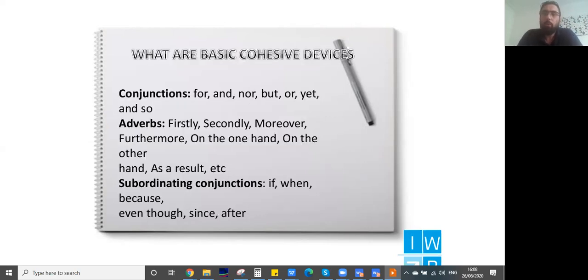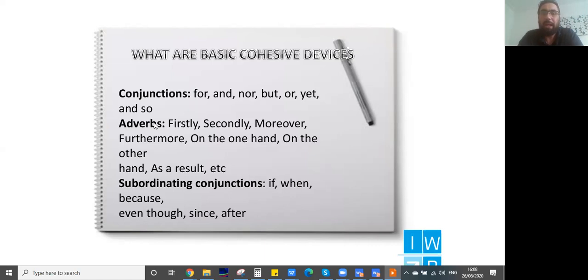Now, here we have what we call basic cohesive devices. We have conjunctions, FANBOYS, which we talked about in previous lessons: for, and, nor, but, or, yet, and so. These are used to join two independent clauses, so these are clauses that can stand alone and have full meaning without anything else added to them.